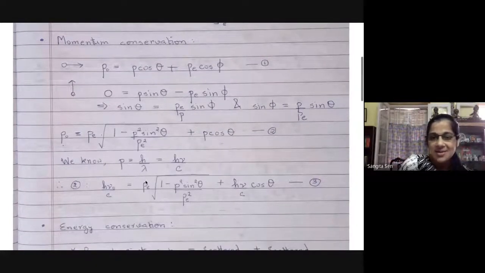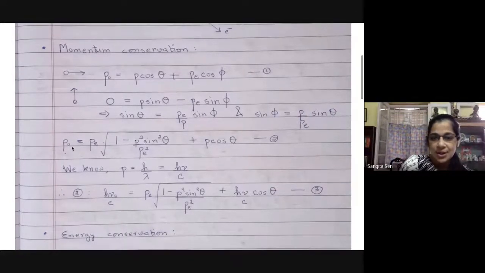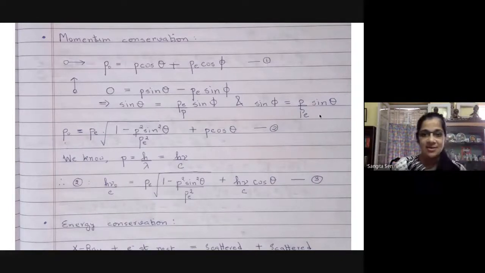Now here comes the expression for the momentum. We express P0 in terms of PE, and we have converted cos theta to sine theta, and sine phi to sine theta, using this expression.